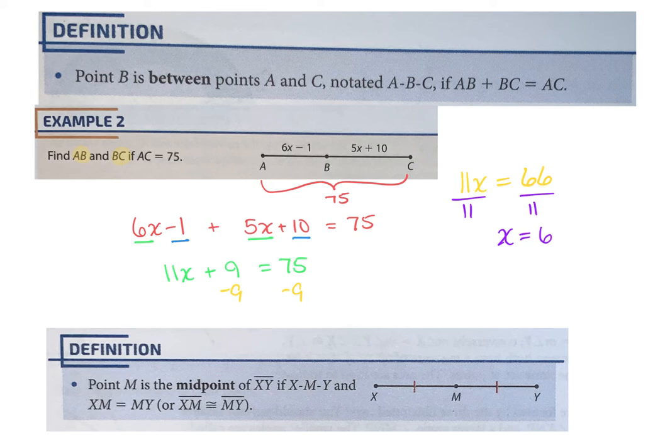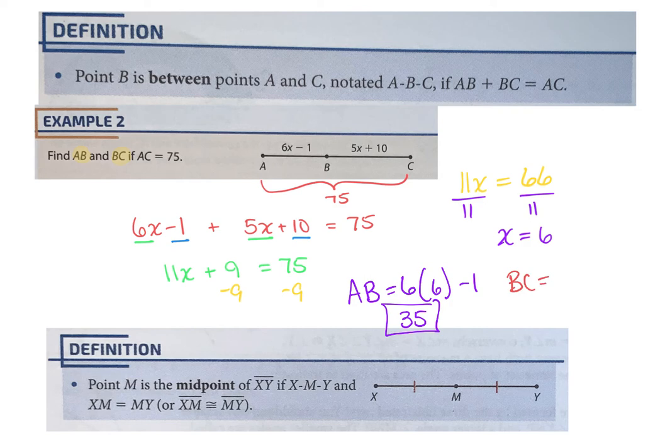I have solved for x. There are going to be times when they may say solve for x, okay? But here they want the lengths of the different segments. So now I need to go back and plug it in. So I want to say, well, AB should equal 6 times x, which we know is 6, minus 1. So what is AB? 35, right? Hopefully. All right.